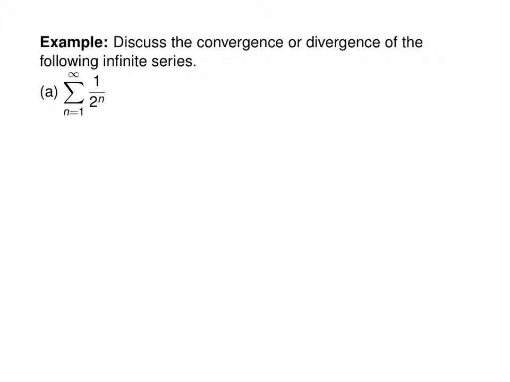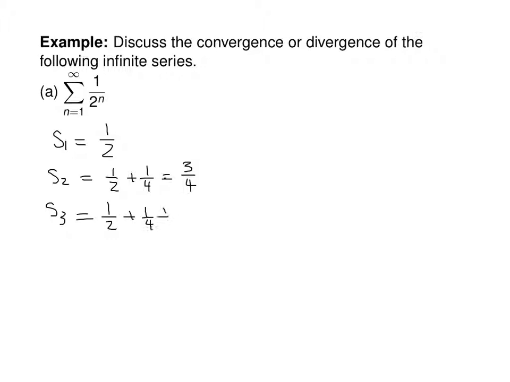So let's figure out if this series converges or diverges: 1 over 2 to the n. The first partial sum is 1/2. The second partial sum is 1/2 plus 1/4, or 3/4. The third partial sum is 1/2 plus 1/4 plus 1/8, which is equal to 7/8.